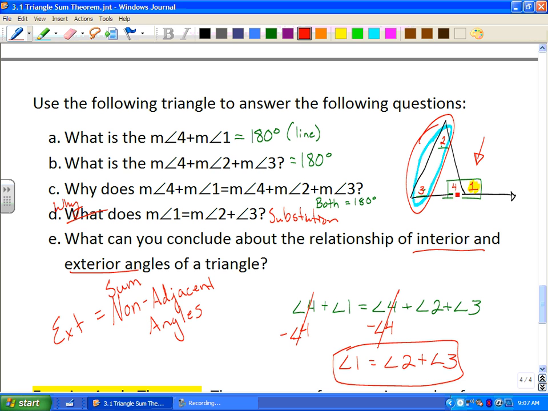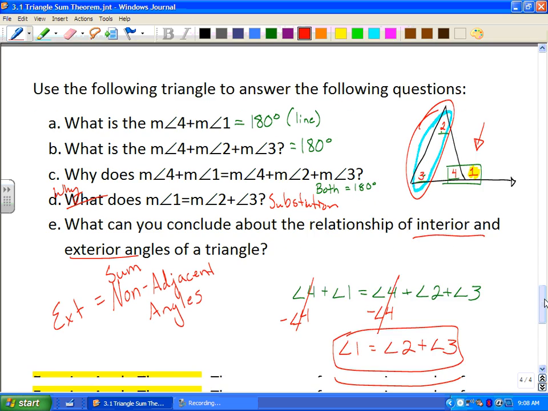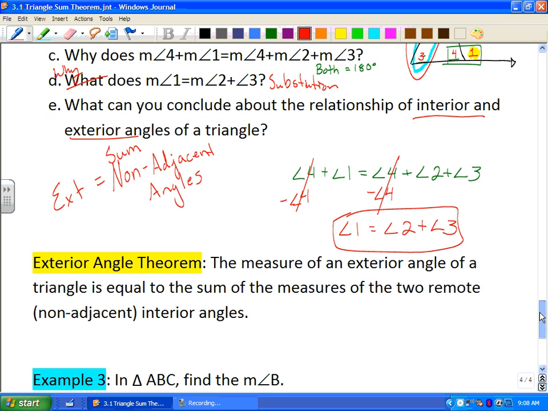Angle 1 and angle 4 are considered adjacent angles, right? You agree? Okay. So 2 and 3 would be non-adjacent angles to angle 1. So the exterior angle equals the sum of angles 2 and angle 3. And what that gives us is the exterior angle theorem.